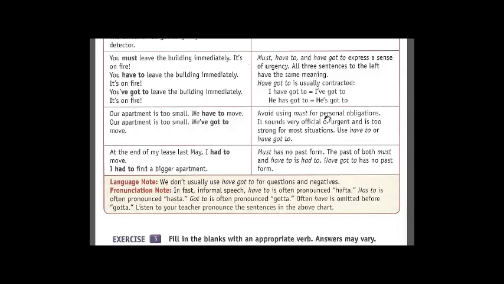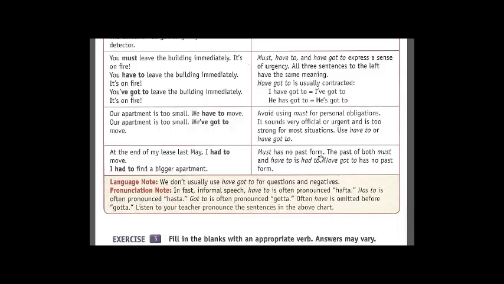Avoid using must for personal obligations. It sounds very official or urgent and is too strong for most situations. We use have to or have got to. Okay, at the end of the lease last May, I had to move. I had to find a bigger apartment.